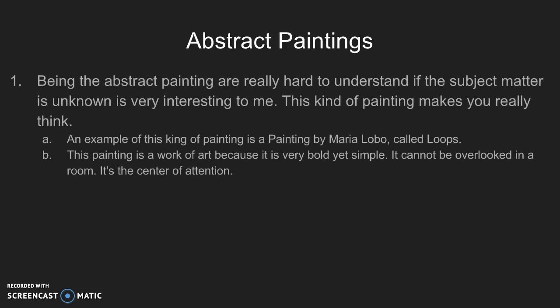Abstract paintings are another one of my favorites. Being that abstract paintings are really hard to understand if the subject matter is unknown, it is very interesting to me. This kind of painting makes you really think. An example of this kind of painting is a painting by Maria Lobo called Loops. This painting is a work of art because it is very bold yet simple. It cannot be overlooked in a room. It is the center of attention.